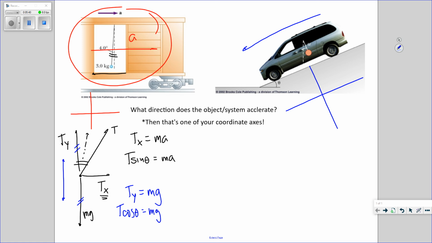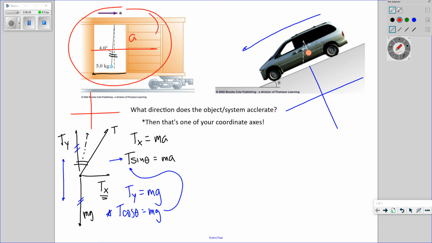My approach here is to use this equation to solve for t. Insert that solution for t into there. So you'll get t is mg divided by cos theta. So here we'll have mg divided by cos theta times sine theta equals ma. Your m's will go away, I'll just do it.